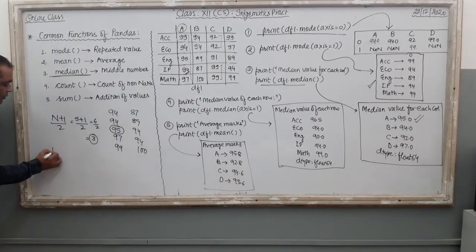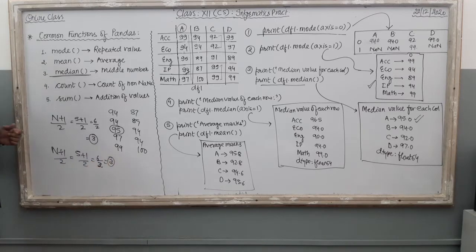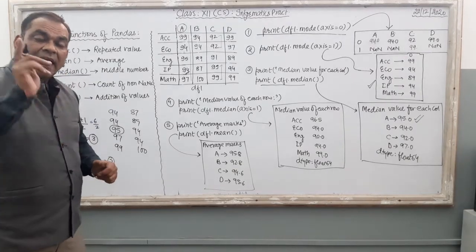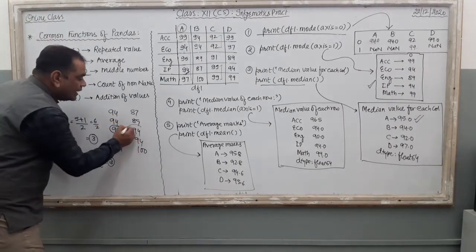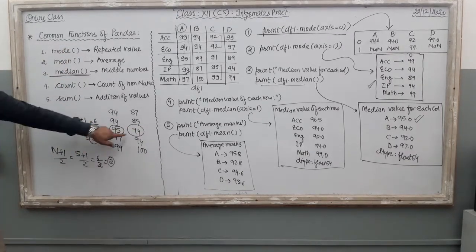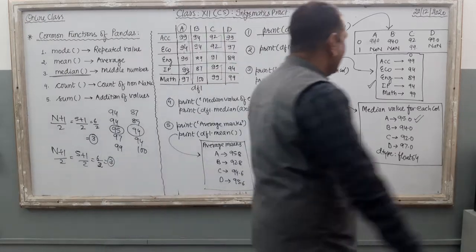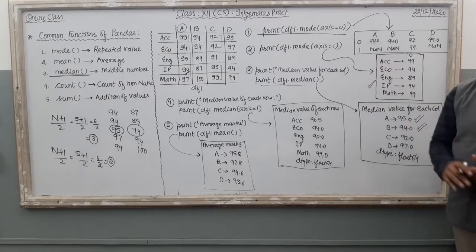5 values are there. Your formula is (n plus 1) by 2. So here 5 plus 1 is 6, and 6 by 2 is 3. So the value available at the third place is the middle value of the series. Here 1, 2, 3: 94 is the median of this series. Just check it out. What is the result here? The result is the same, 94.0, for column B.